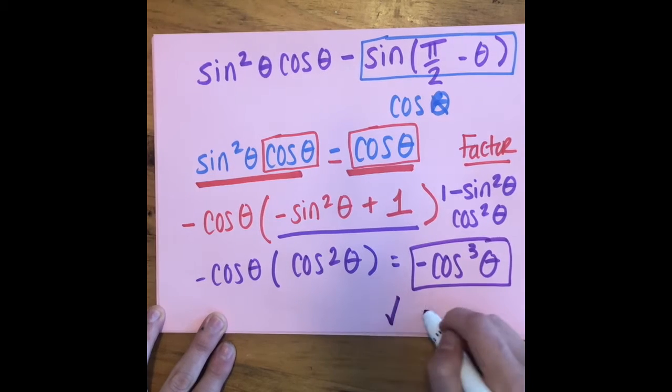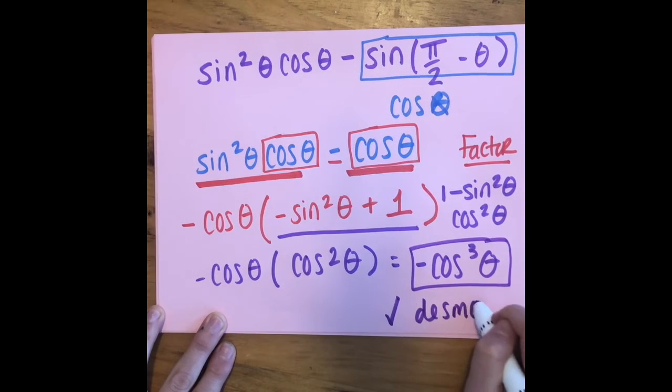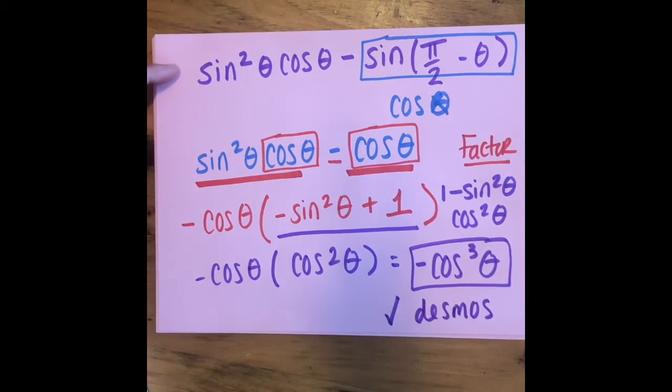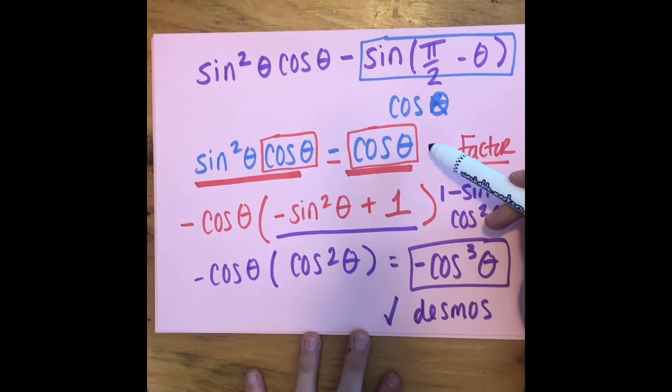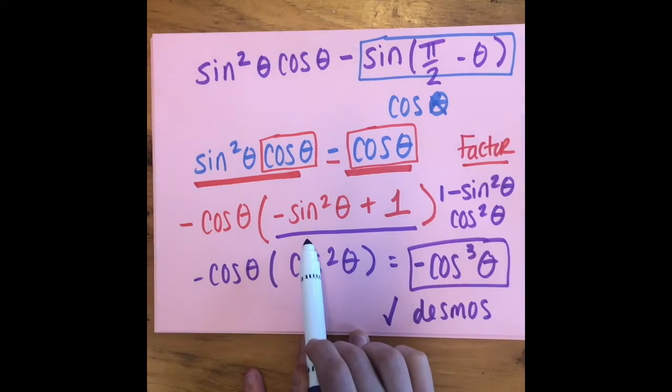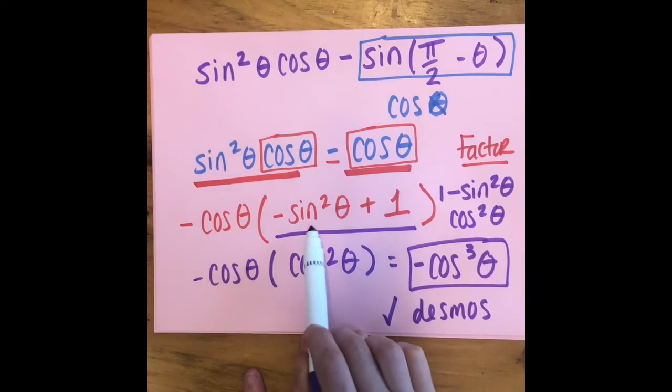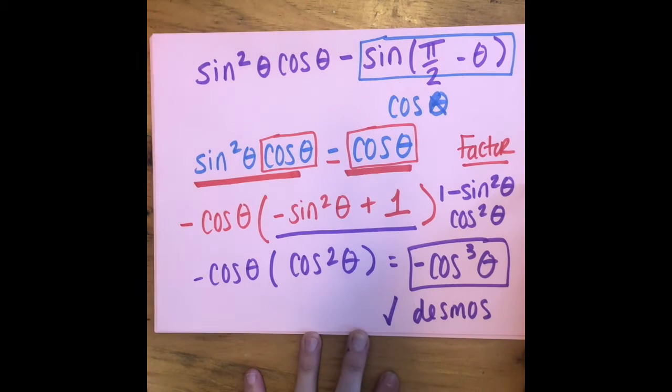And again, we can check using Desmos. So all of this simplifies to this. The key thing here is knowing that this is a cofunction, so we had to rewrite it as cosine. We factored it out. Recognizing that negative sine squared theta plus 1 is really 1 minus sine squared theta, which using the Pythagorean identity, is cosine squared theta. Multiply, we get negative cosine to the third theta.